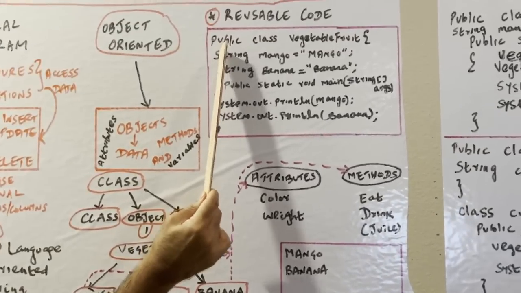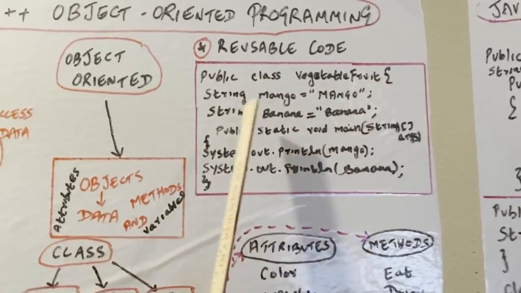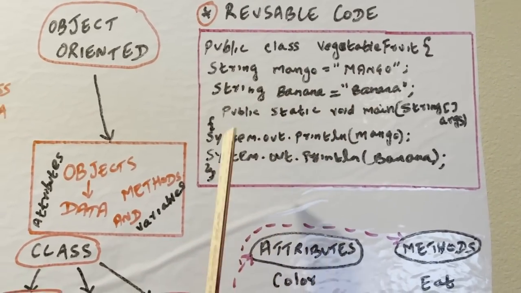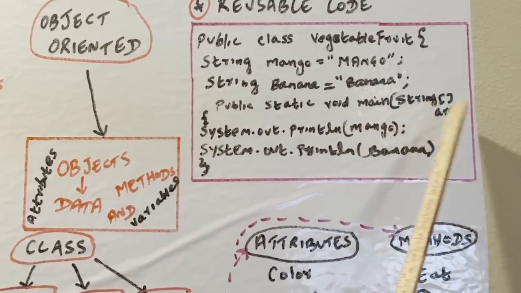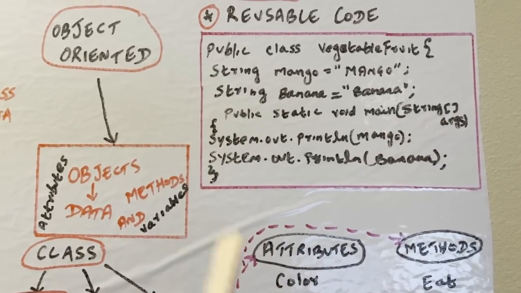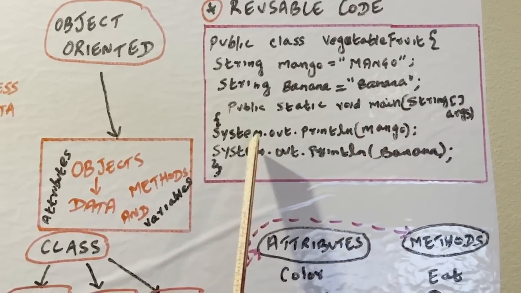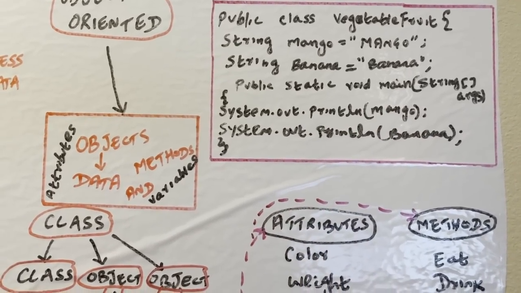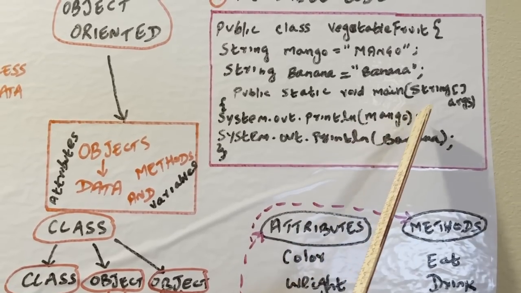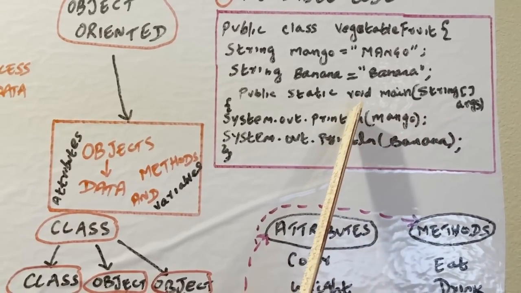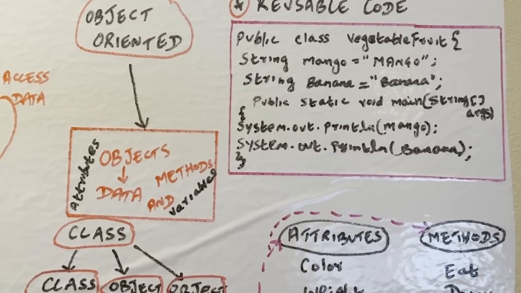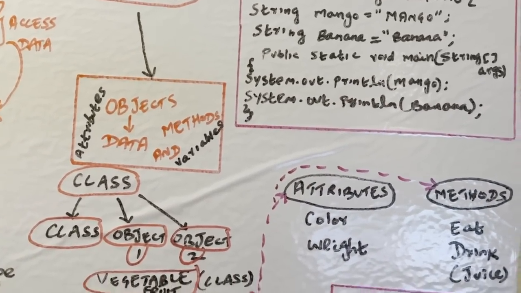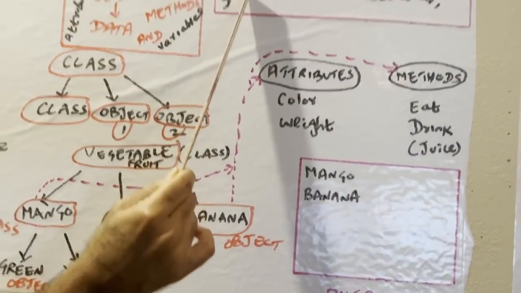I define a public class vegetable fruit. I'm saying string mango, string banana, public static void main string. This is general syntax to invoke the Java program. I'm saying print mango, print banana. There are two types of print statements. Println means it will put a new line after this. If you don't put ln, if you put print, it's going to append to the same row. So always use println. It adds a new line. See, mango, banana. This is the output of this program.